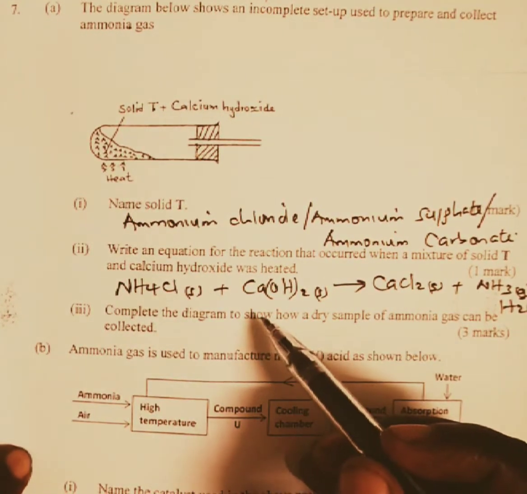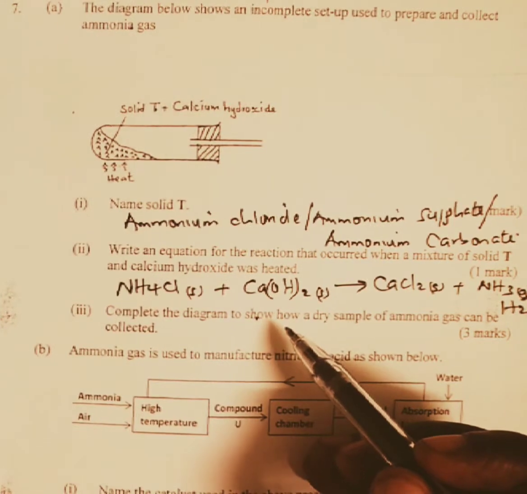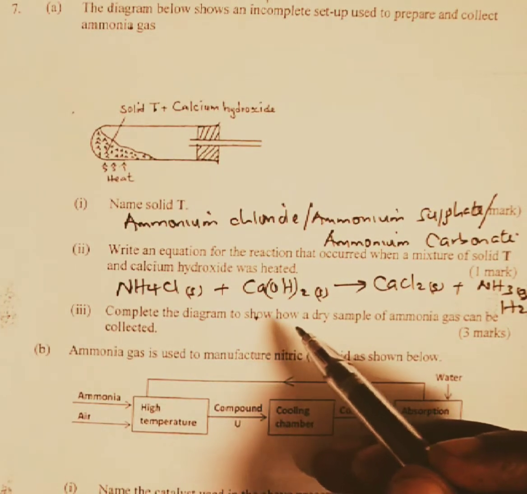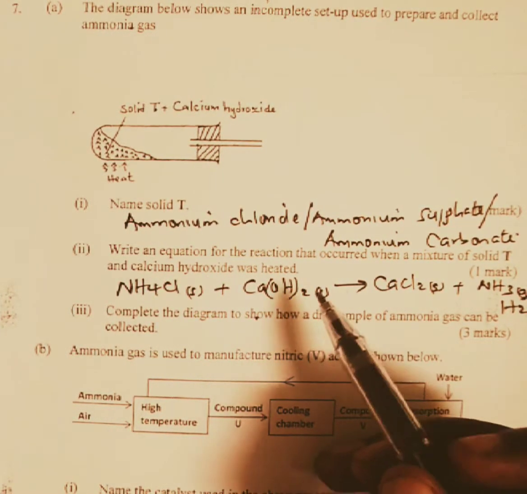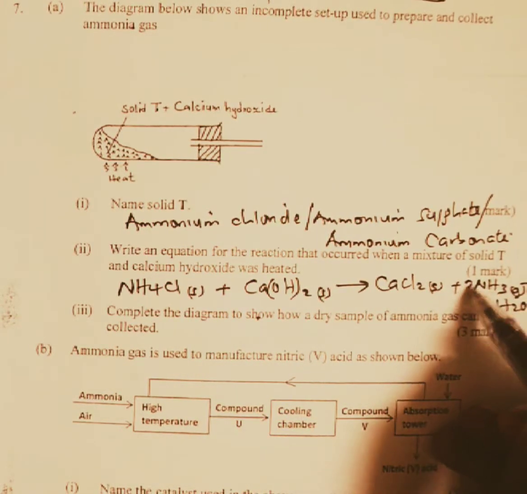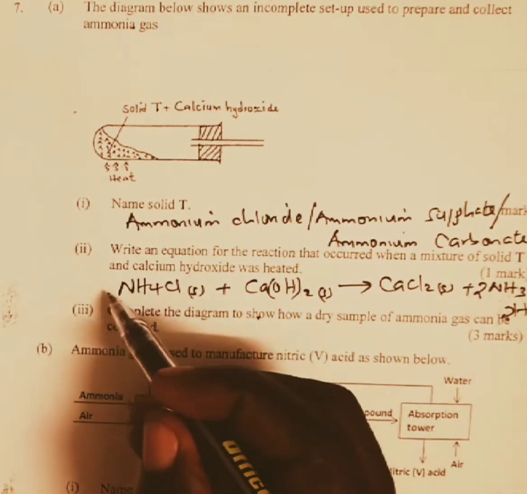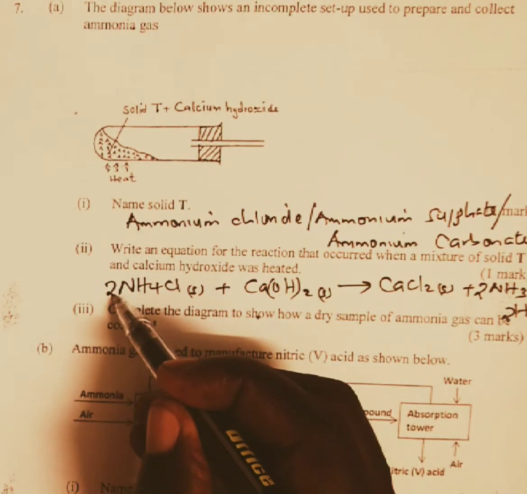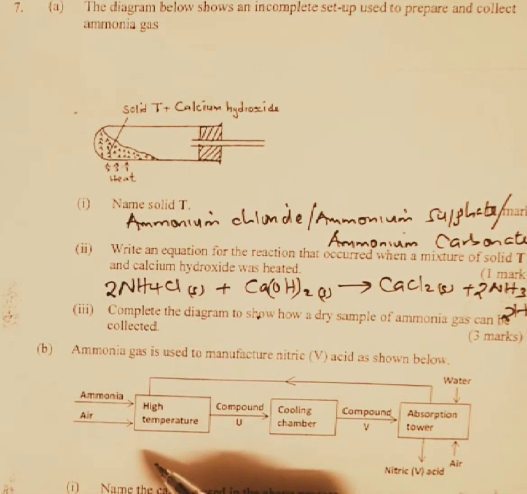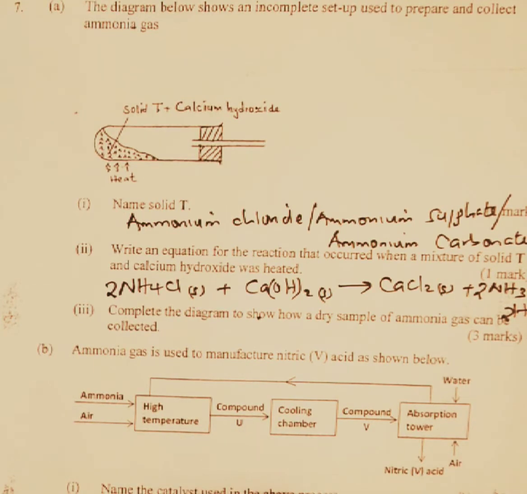We can balance the equation by writing 2 behind ammonia, 2 behind water, 2 behind ammonium chloride for the equation to be balanced.